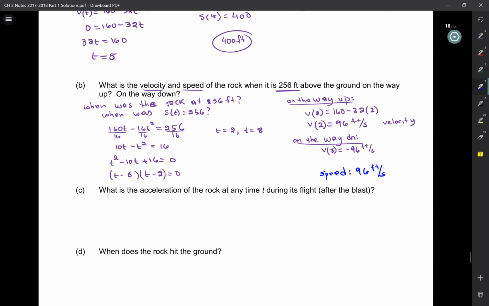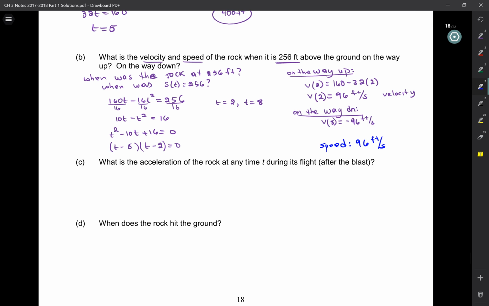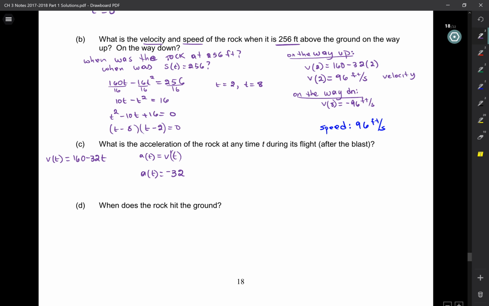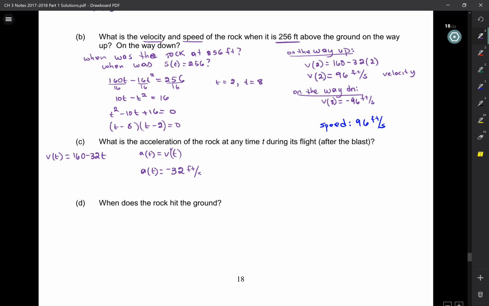Okay, what about the acceleration? What is the acceleration? It's v prime of t. Oh. Yeah. So a of t, what's v prime of t? So what was v of t? It was 160 minus 32t. And a of t then is just negative 32. And then when you're just left with a constant, it's negative 32 feet per second squared.